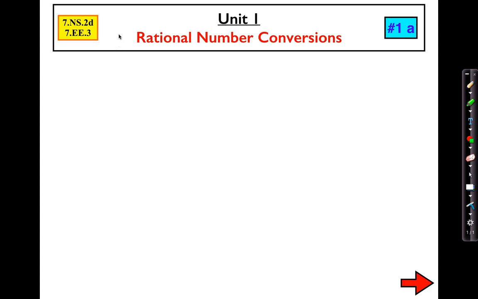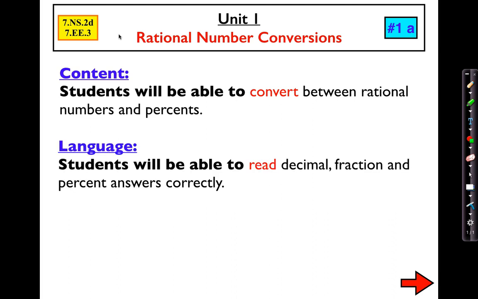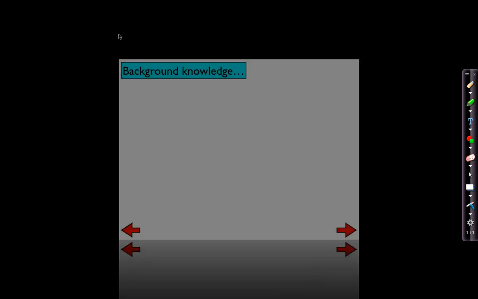Welcome back. Today we're going to be talking about rational number conversions. Our content objective is students will be able to convert between rational numbers and percents. The language objective is students will be able to read decimals, fractions, and percent answers correctly. And why am I learning this? Well, it's important for real-world problems like finding the weight of your cell phone as a fraction.